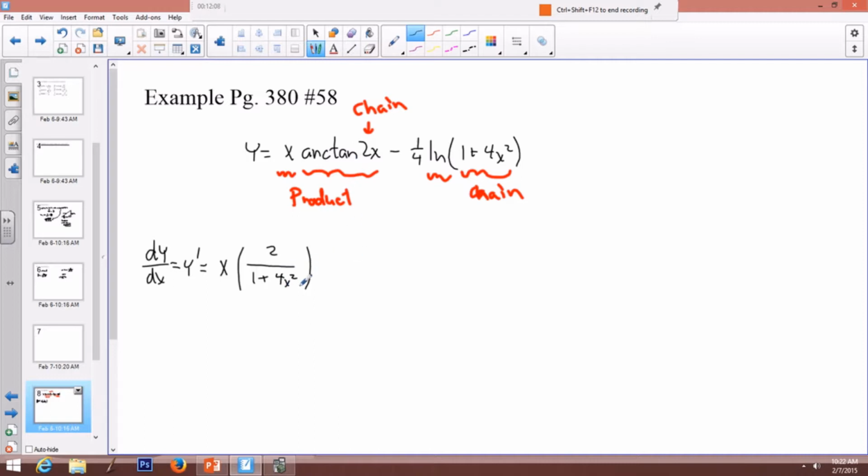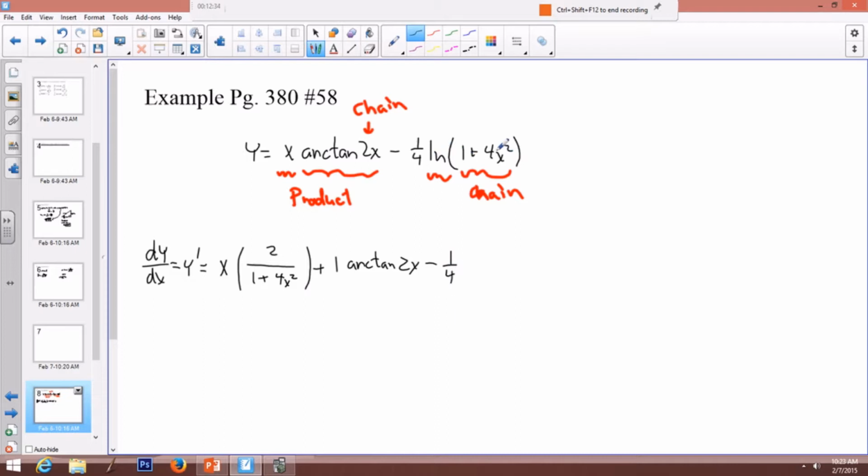I suppose I should take a step back and say the quantity 2x squared is 4x squared, plus the derivative of the first, which would have just been 1, times the second, which would have been the arctangent of 2x. Okay, now this one, since I have a constant out front, I'm just going to leave my 1/4.